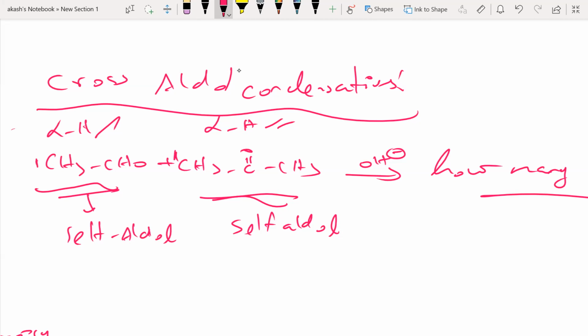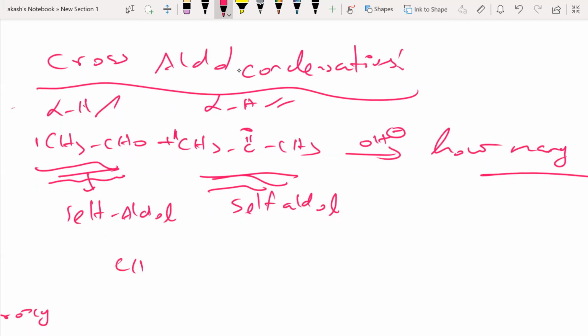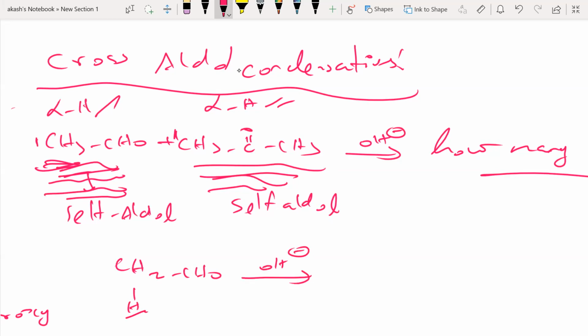Okay? Self-aldol we have already done. If at all I give you only this and only this, you know how to write the product. Right? Say now, let me do it like this. Say, for example, let me take alpha hydrogen removed from this compound. Alpha hydrogen removed from this compound, and that is going to attack this one. Okay? So let me write it like this. CH3 with the CHO. Now first put OH minus to remove this H plus. Okay, so we would have had CH2 minus CHO.